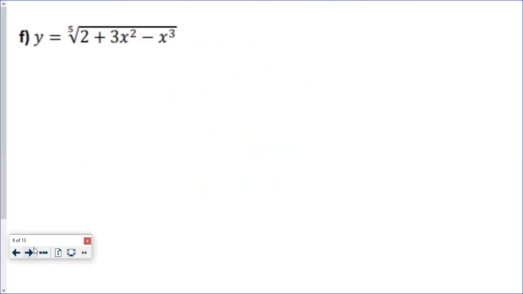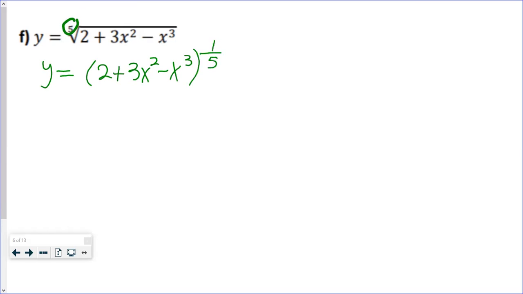Very last question that we're going to do today, just to reinforce that the index in the radical is very important. This is a fifth root. Don't assume when you see the radical sign that it's automatically a square root. Pay attention to the index to know what kind of root you're dealing with. So I'm going to rewrite this question as 2x plus 3x squared minus x cubed to the power of 1 over 5.